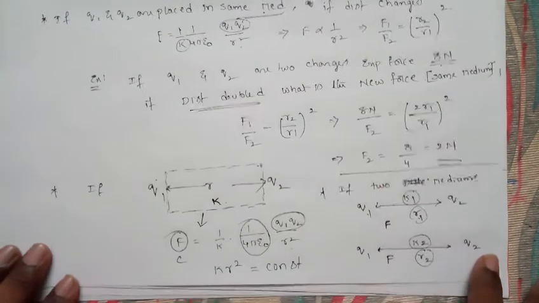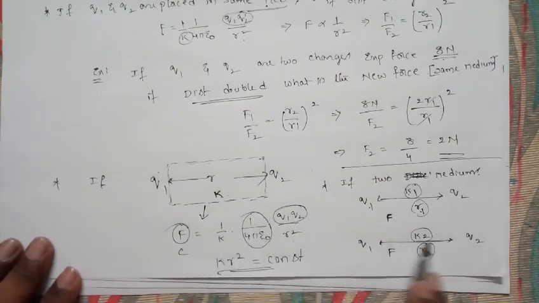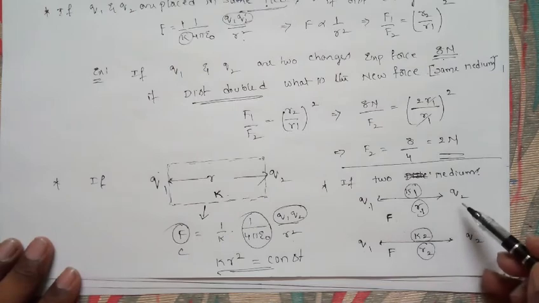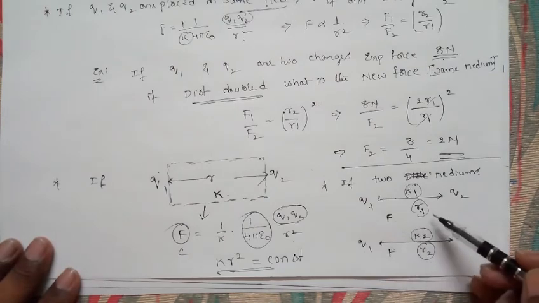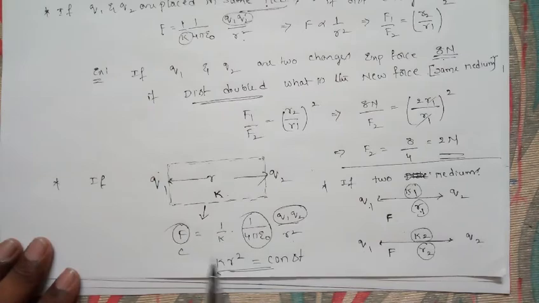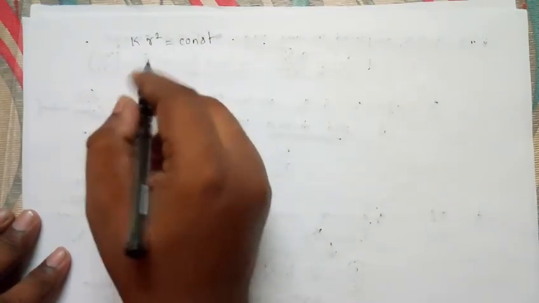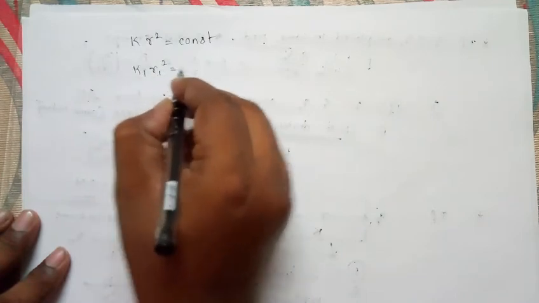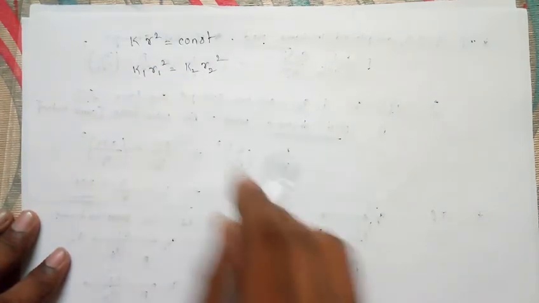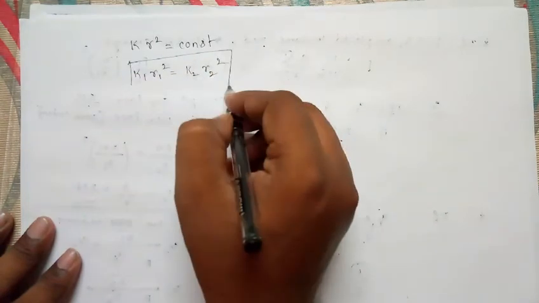So K r square is a constant, because for two different mediums the charges are the same and the force should also be the same, which means the distance must change. Then we can say K r square is constant. So for these two different mediums we can write K1 r1 square is equal to K2 r2 square. This is the relation you can understand.